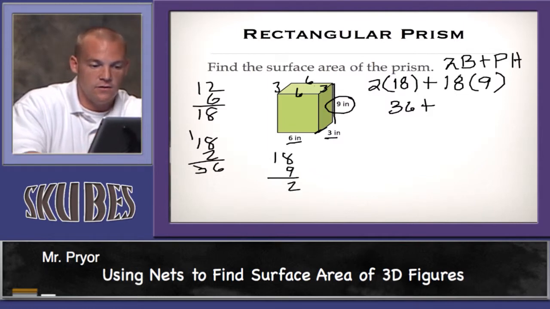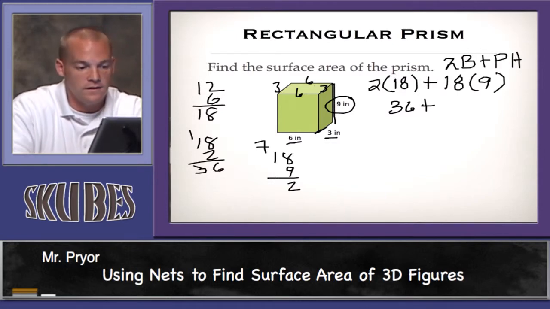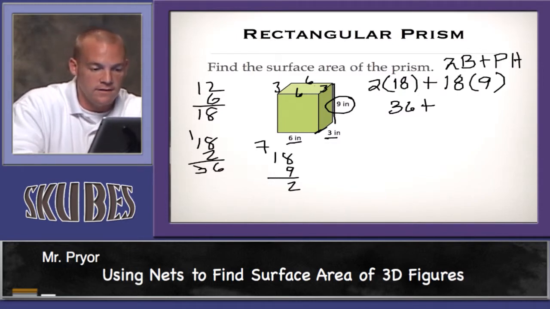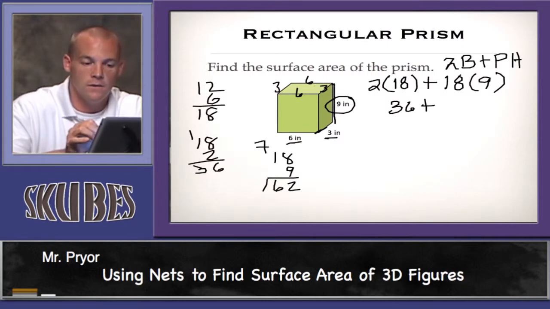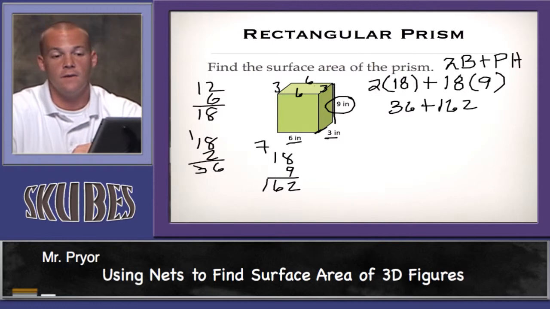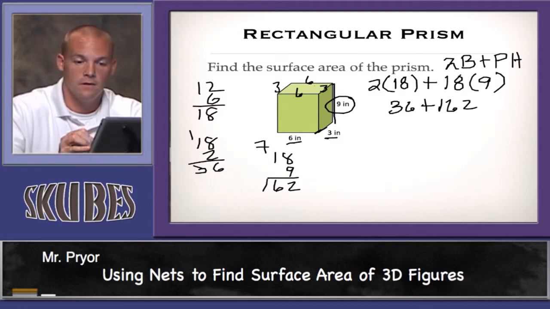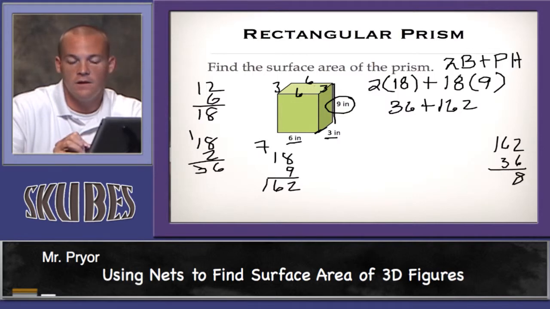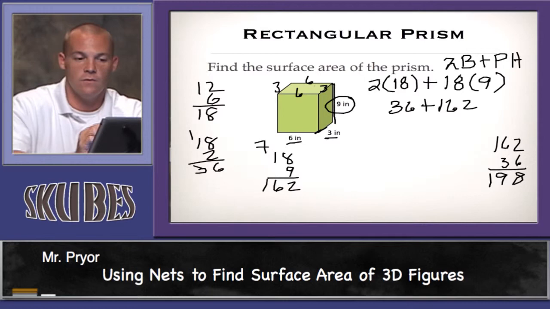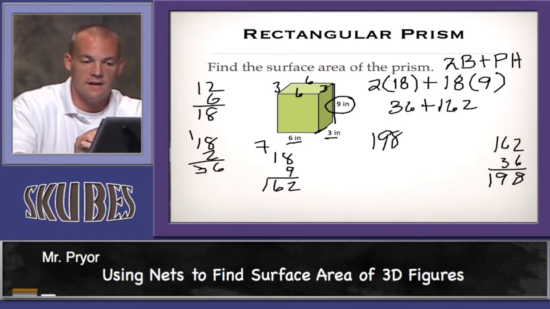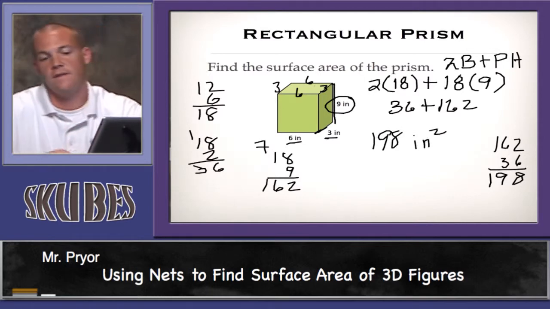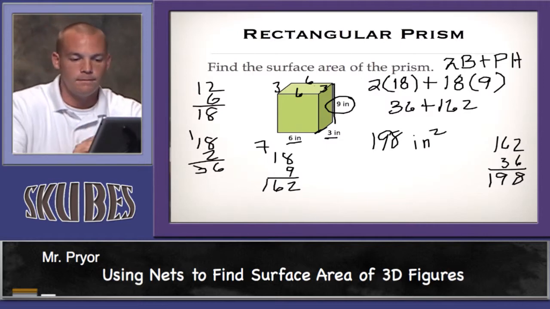8 times 9 is 72. Carry the 7. 9 times 1 is 9, plus 7 is 16. So we get 162. All right. So now all we have left to do is add them. So 162 plus 36. Lots of work here. 6 and 2 is 8. 6 and 3 is 9. And bring down your 1, and you see you get 198, again, inches squared in this case, not cubed.